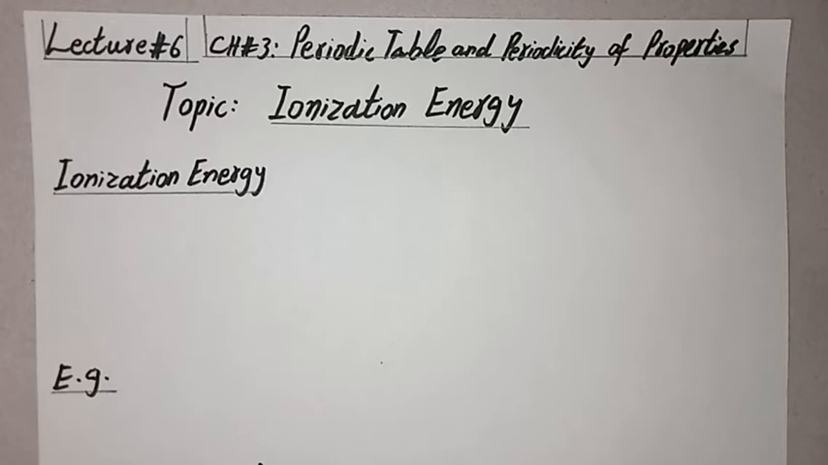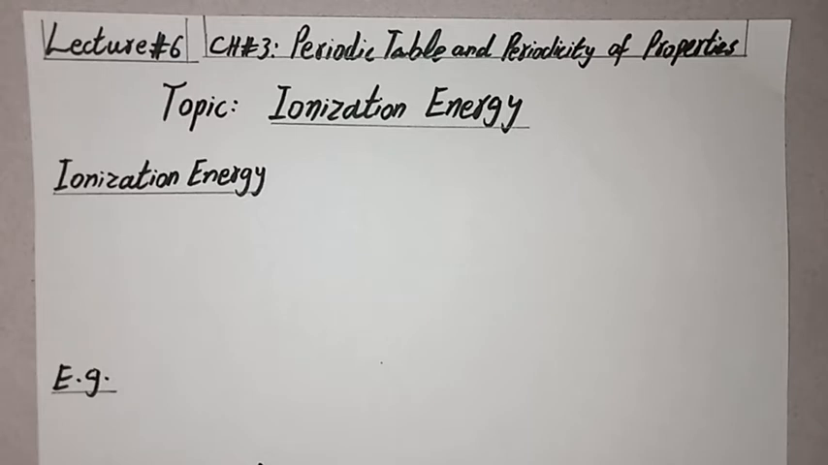As you know, we are learning about chapter number 3, periodic table and periodicity of properties. Today we will discuss ionization energy. So first of all, we have to know what is ionization energy.